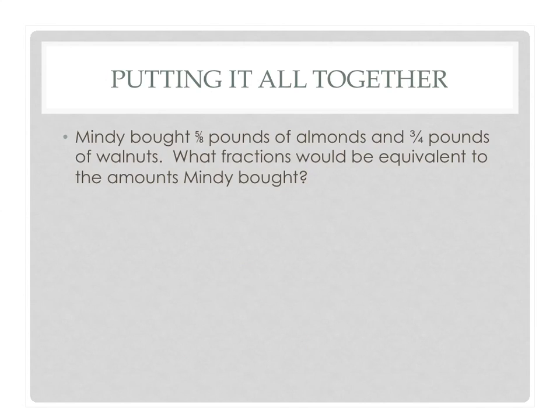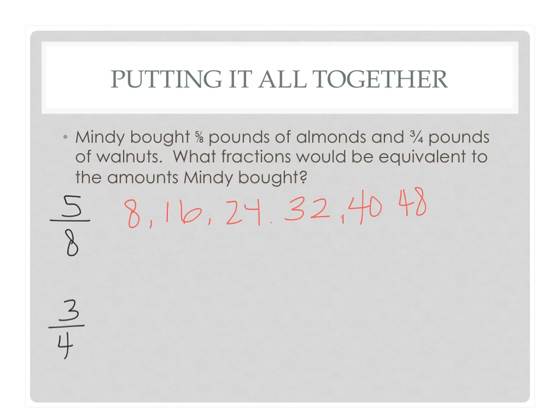Let's put it all together. Mindy bought 5/8 pounds of almonds and 3/4 pounds of walnuts. What fractions would be equivalent to the amounts Mindy bought? Well, let's start by listing multiples of the denominators of each of our fractions. We have 5/8 and 3/4. Well, here, my denominator is 8, so I'm going to list multiples of 8. 8, 16, 24, 32, 40, 48.